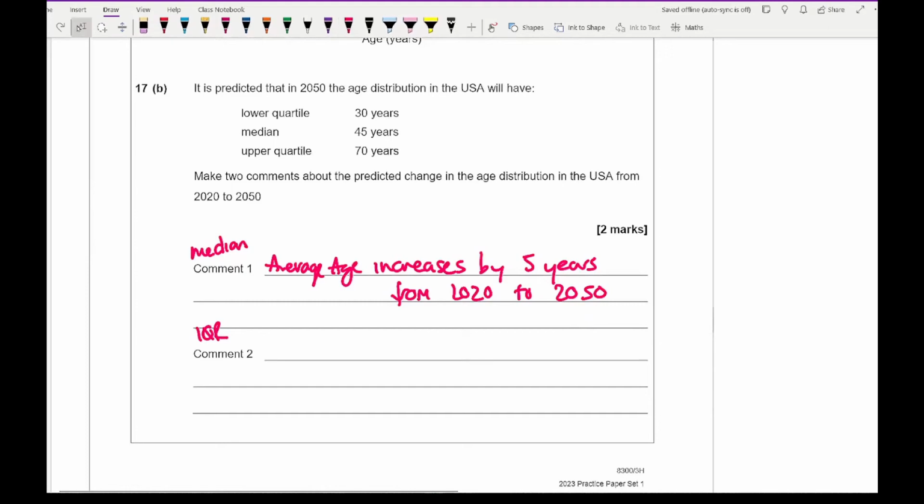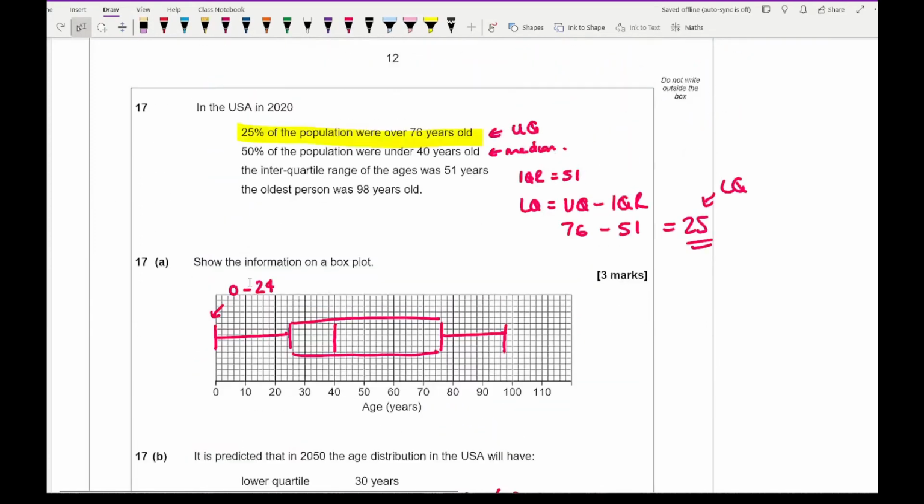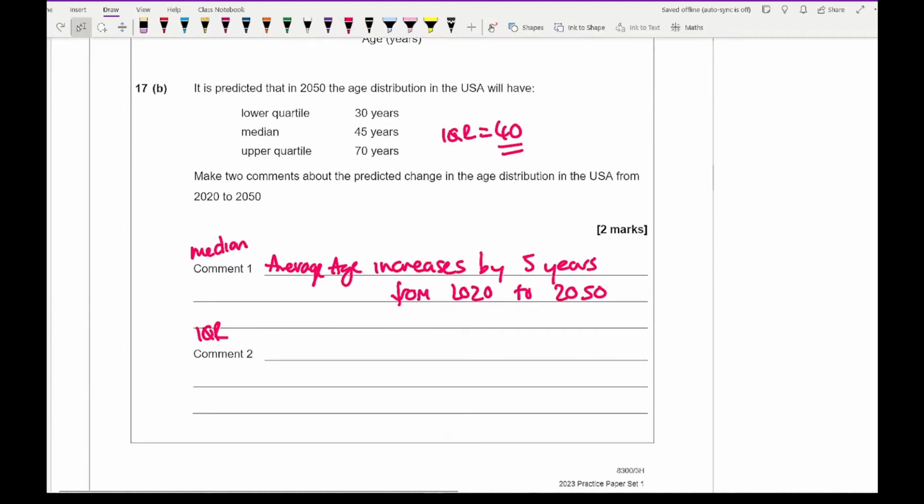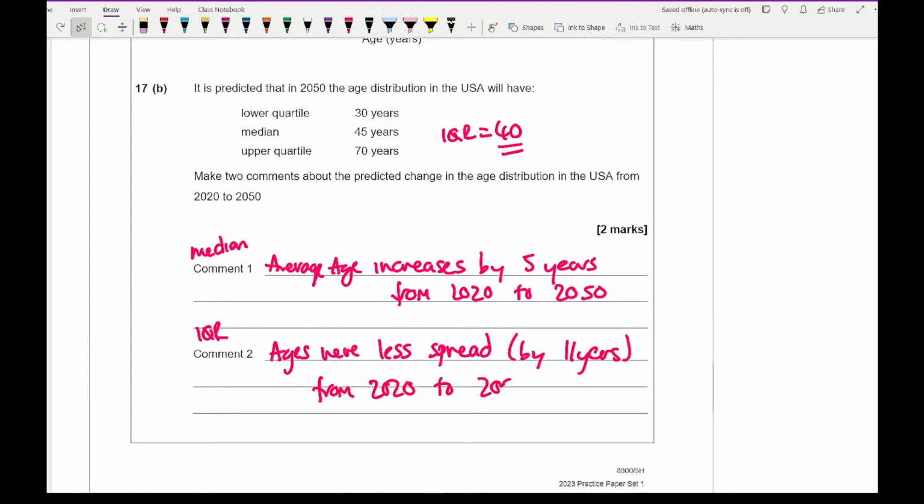So the IQR for 2050 is going to be 40. So I'm comparing an IQR of 40 and an IQR of 51. So for a comment here, you could say something along the lines of that ages were less spread, by 11 years from 2020 to 2050. Something along those lines would have been absolutely fine.